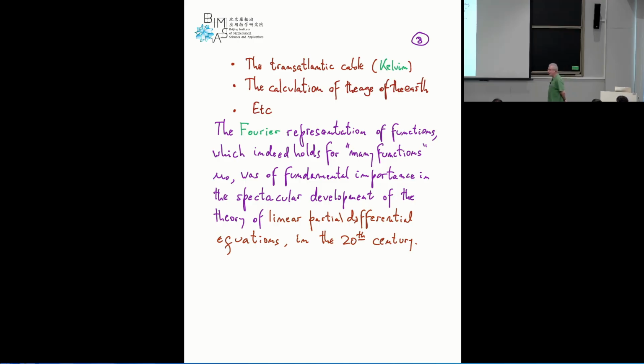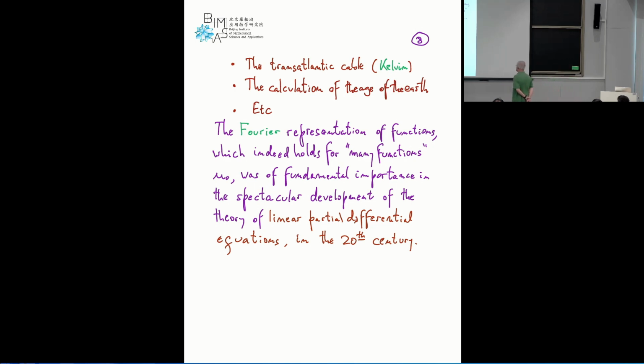Okay. I must admit that I'm partial to Fourier analysis. Okay? So another interesting thing that happened around the same time was the calculation of the age of the Earth. So there's a way to use Fourier analysis to determine how old was the Earth with a small error.